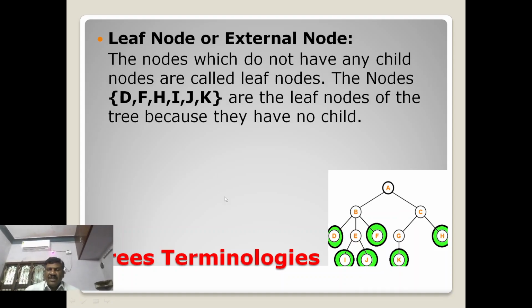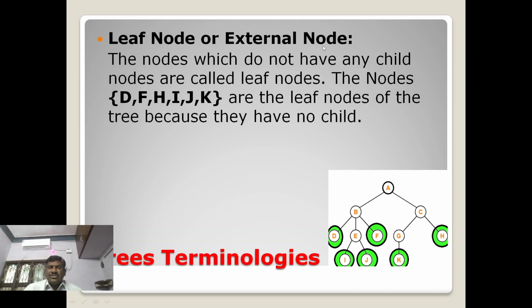Leaf node. In the leaf node, in the sense, the node without any child is called a leaf node. Here consider this one. D node does not have any child. F node does not have any child. H node does not have any child. K node does not have any child. I node does not have any child. J node does not have any child. So these nodes are said to be leaf nodes or external nodes.